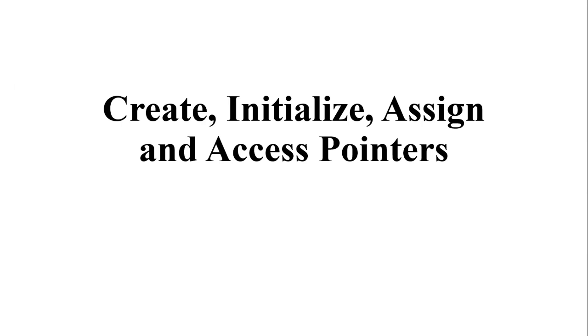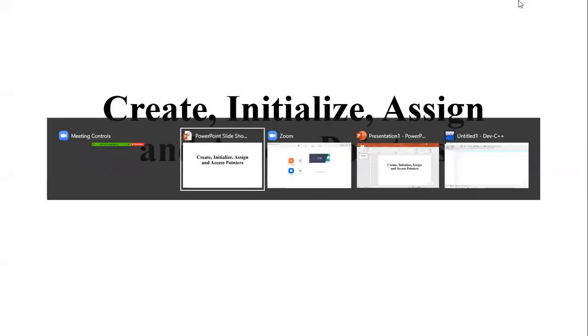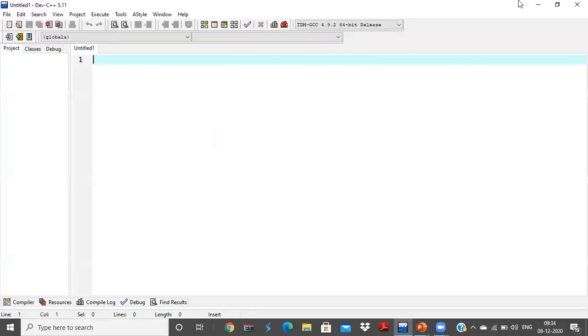Let us go into the Dev C compiler. Yes, my compiler is ready. Now I'm going to do my creation, initialization, accessing, and using the pointer variables. Let us see how to do that. Creating and accessing pointers. That's what I'm going to do.